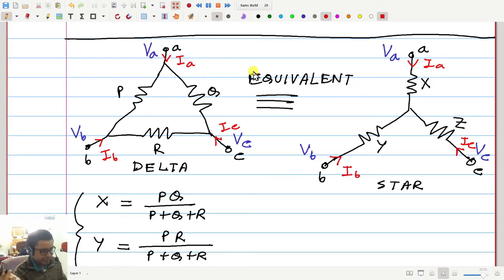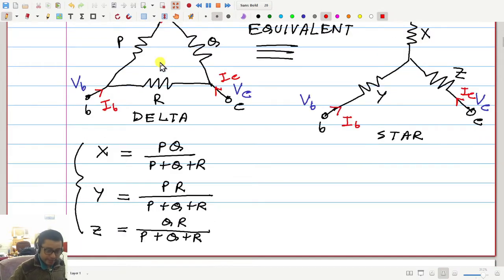Another way, as I previously said, if in any circuit you have this configuration, you can replace that by this configuration, and the rest of the circuit will remain unaffected. It's also true in the opposite manner. If you have this configuration, you can replace that with this configuration, provided the values of X, Y, and Z are related to P, Q, and R with these three equations.